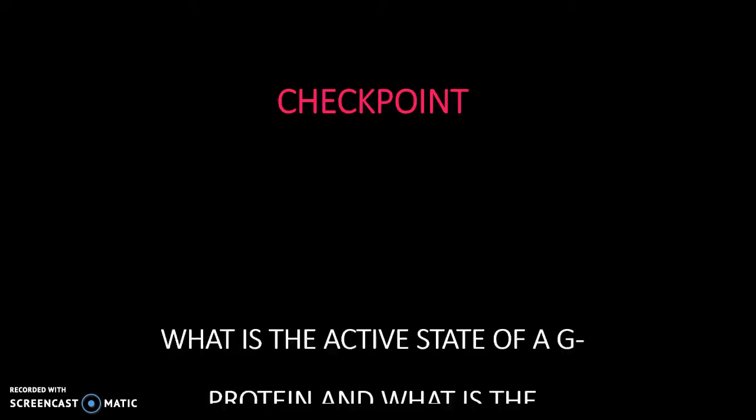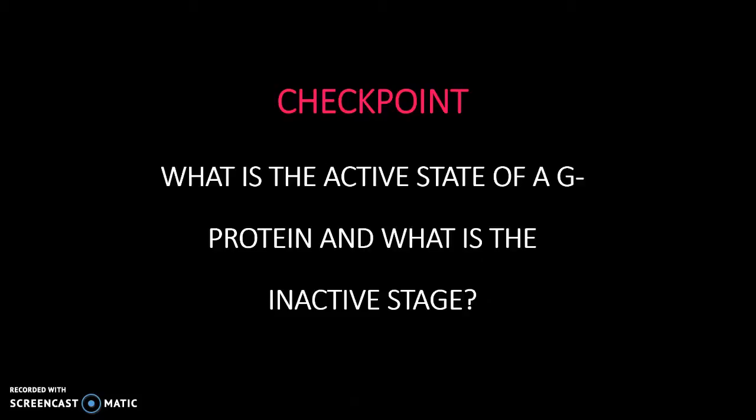So, a quick checkpoint again. What is the active state of a G protein, and what is considered the inactive state? So, inactive is when the alpha subunit is bound to GDP, and active is when it's bound to GTP.